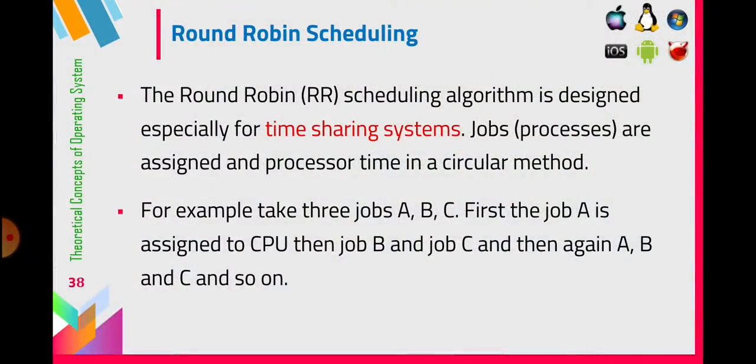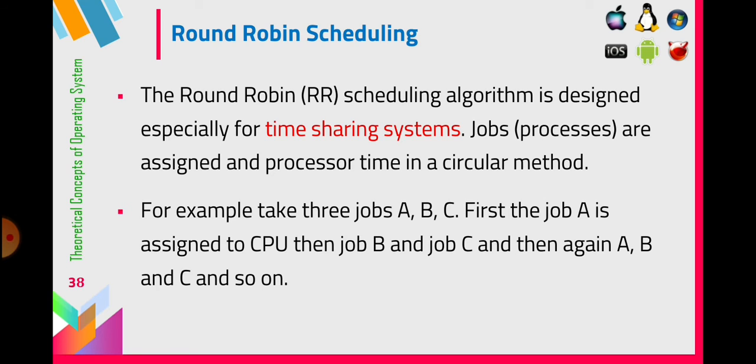Now you can learn about round robin scheduling. In the name itself you can identify it: this algorithm works based on a circular method. The round robin scheduling algorithm is designed especially for time sharing systems. Jobs are assigned processor time in a circular method. Each job has a specific time, and the job can be processed only for that time. If the time ends, the job automatically comes out of the CPU.